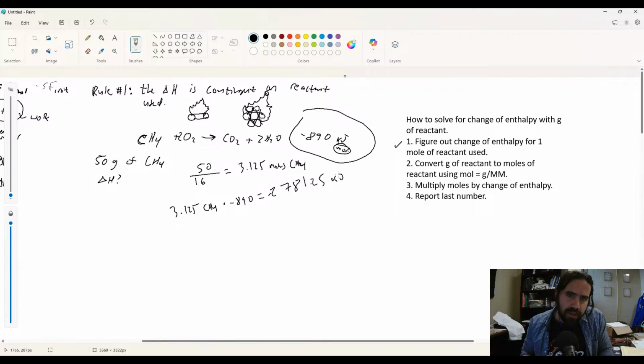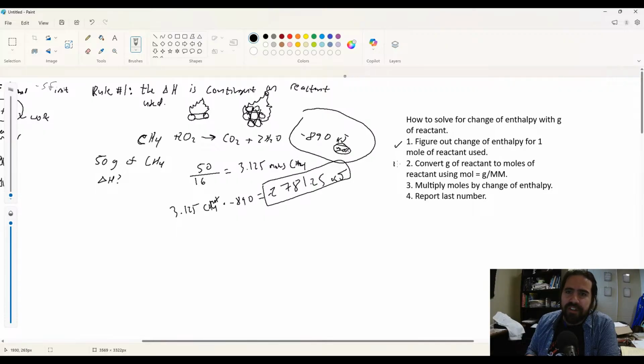kilojoules. Notice that we had moles up here, and our enthalpy was kilojoules per mole, so we cancel the moles, and we're left with kilojoules. So that tells me, if I have 50 grams of methane, and I know that I'm releasing 890 kilojoules for every mole of methane combusted, this is how I can connect this with things like grams of reactant, okay?